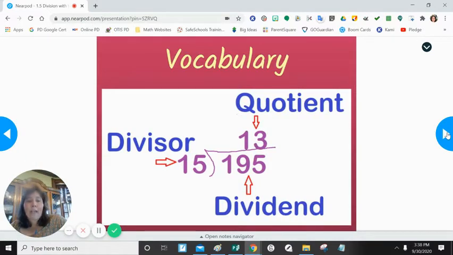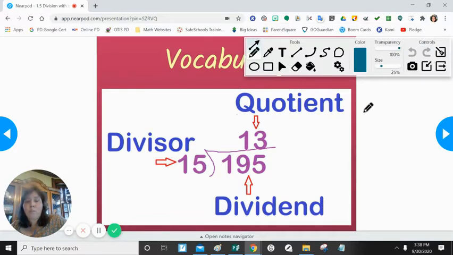Before we begin with the actual lesson, I want to review some vocab words. I mentioned divisor, dividend, and quotient. It's important that you know which number is which so that when you're working on your division problem, you understand where the numbers go. So when we have our numbers in the house, the number inside is your dividend. The number outside is your divisor. And the number on top of the house is your quotient.